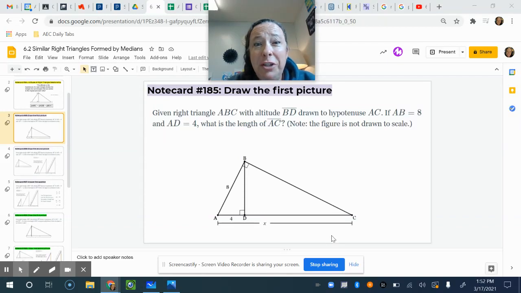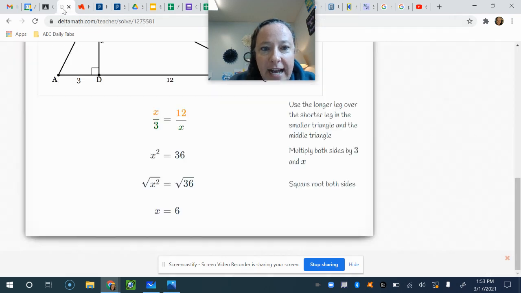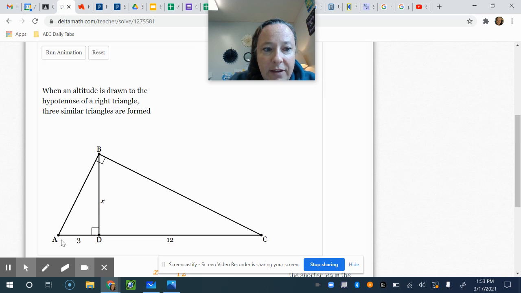So just to remind you, you do need to draw the pictures, you do need to label them. It is super important. Now, watch this. This triangle that you just drew can be made into three different similar triangles. Now, this is not the exact problem, but I do want you to see, given this triangle, watch this animation.